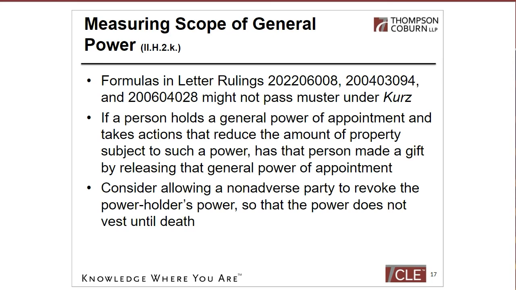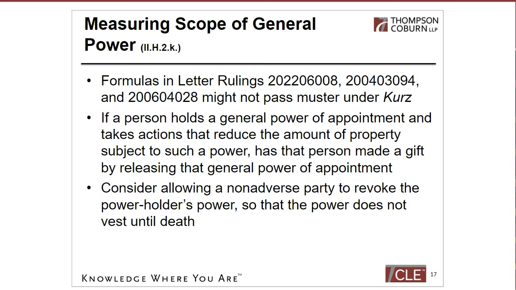So the other question with a lot of this is, you may determine that, yeah, you like the scope of the power at this time, but then maybe it should have been worded differently, or maybe you should have a smaller power because maybe there's a larger taxable estate or the tax laws have changed or whatever it is. But if you take some action that changes the scope of that general power, there might be a deemed release by the person who holds that power. So I'm very concerned about flexibility with these general powers.